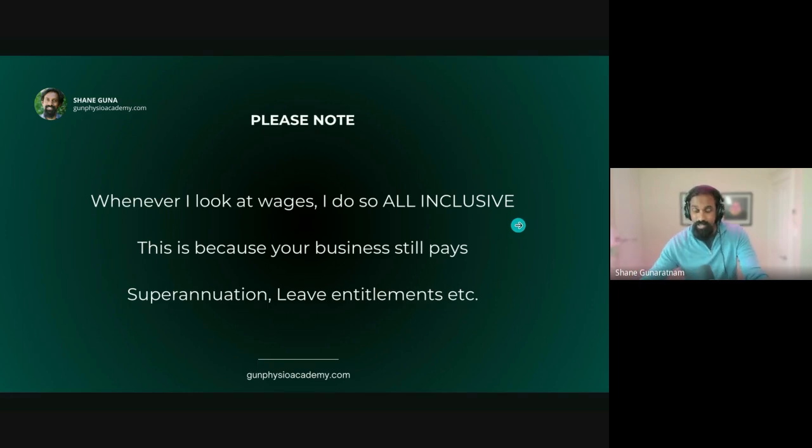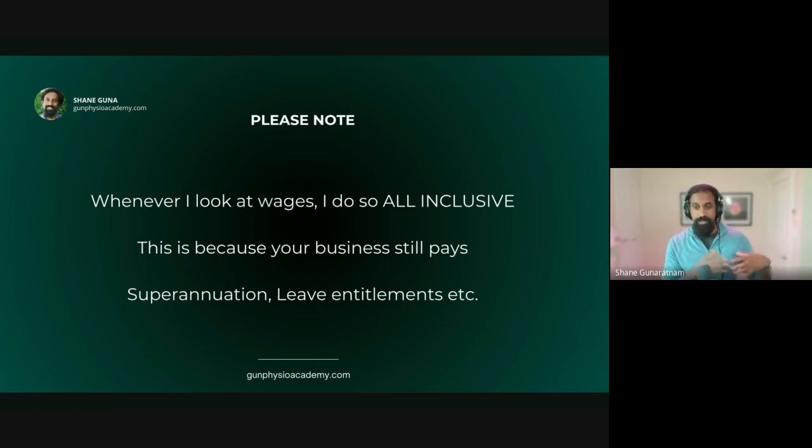And the last thing is, whenever I look at wages and whenever I talk about wages, I talk about it all inclusive, so inclusive of superannuation. And this is because your business still pays this figure. And I think as business owners, we need to get this into our vernacular, because staff don't see superannuation as their money. They see it as different money. Super, annual leave, what it isn't is it's not money in your business. And if it's not in your business, it's their money, fundamentally. And people need to understand that conceptually, that this is quite a big slab now.